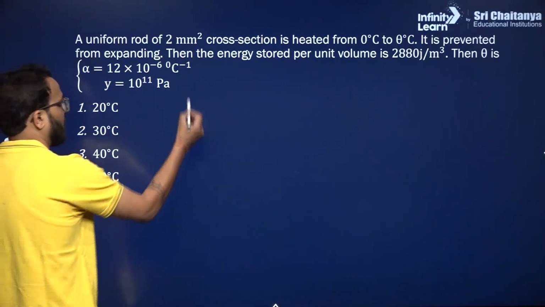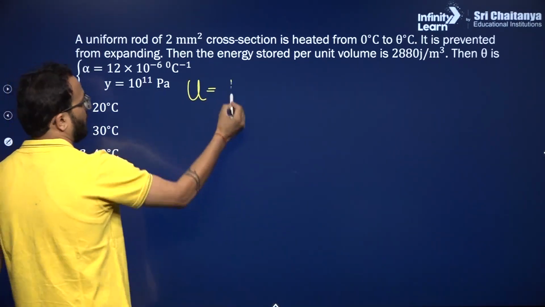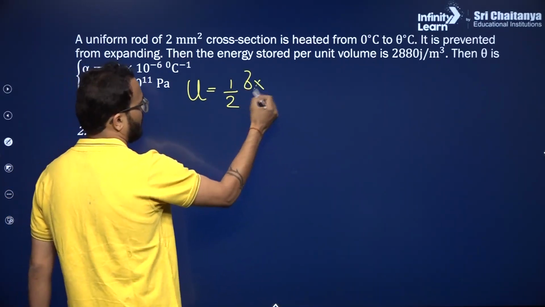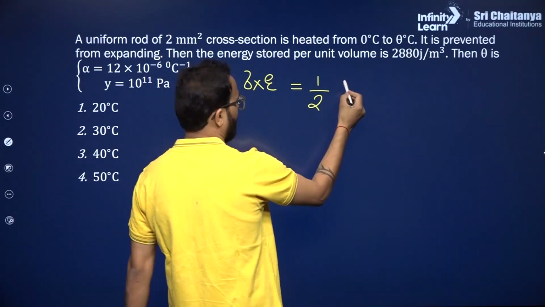Okay. So in this particular question, if you talk about energy density, that is energy per unit volume, it is half into stress into strain. One more formula that you should remember, and it was asked in Mains last year.